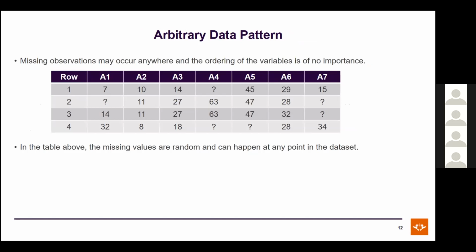Let's take this table. Listwise or case-wise says, okay, I have 4 rows. Of course, my data set is going to be bigger than this. Row 1, A4 is missing. Row 2, A1 and A7 are missing. Row 3, A7 is missing. Row 4, A4, A5 are missing. According to the traditional approach, those 4 rows I can delete. So we go from 4 to 0.